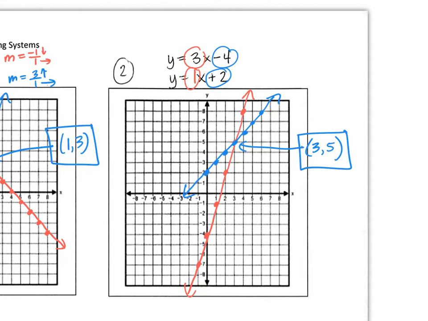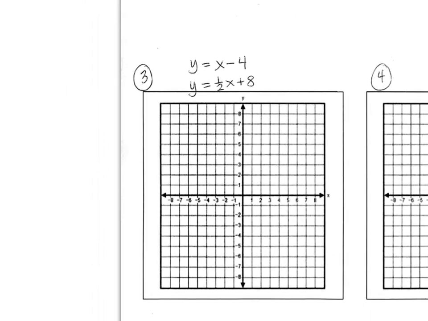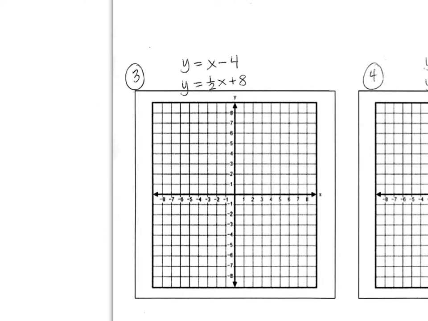Let's look at number 3. Go to write down these equations for number 3. And I made a slight mistake here. This should be y equals negative x minus 4. Okay, that's going to make a difference in our solution and how the line looks.